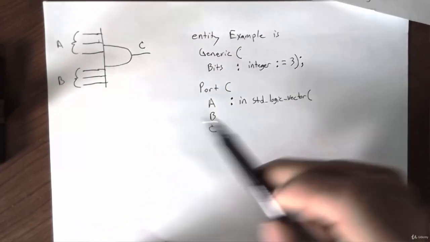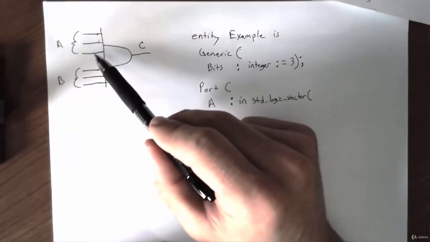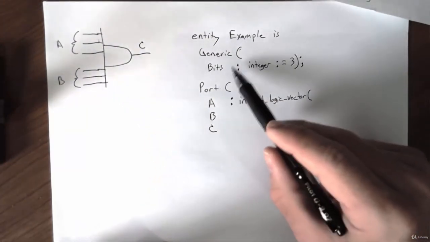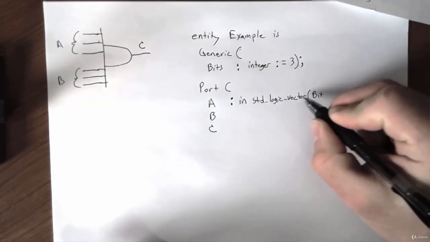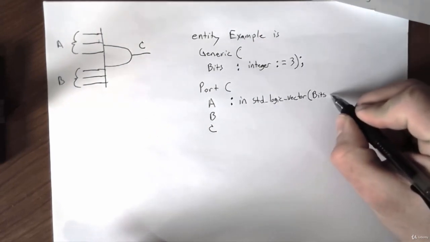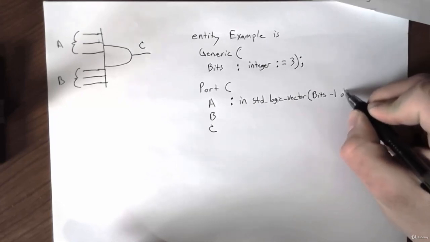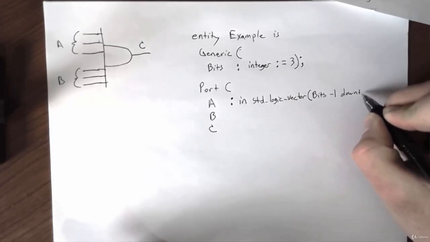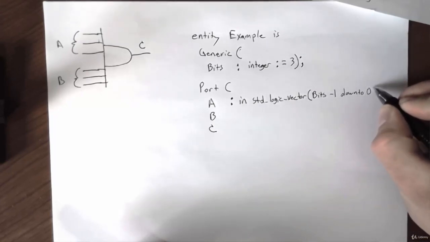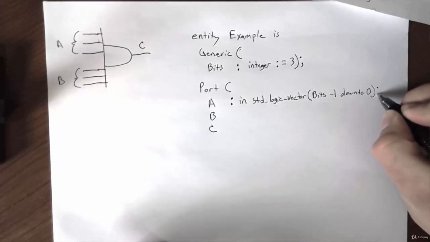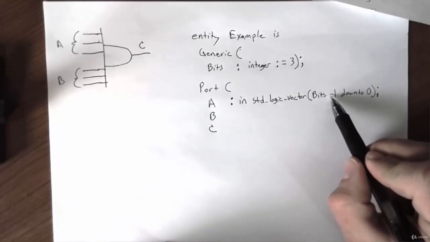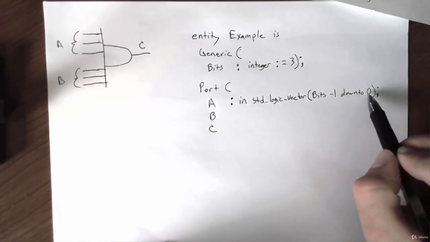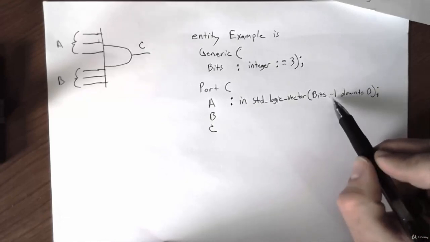Now, since it's a standard logic vector, this tells us we can give it any number of bits. So we want it to be 3 bits, however, we want those 3 bits to be defined by the generic. So we're going to say it is a standard logic vector that's bits minus 1 downto 0. And we'll go ahead and put a semicolon. What that's going to do is take our bits, which is 3, minus 1, so that gives us 2 downto 0. And that'll give us a width of 3.